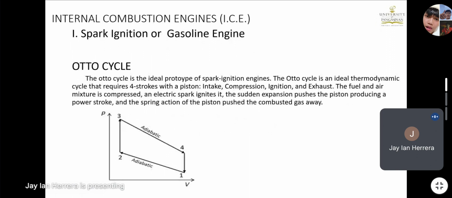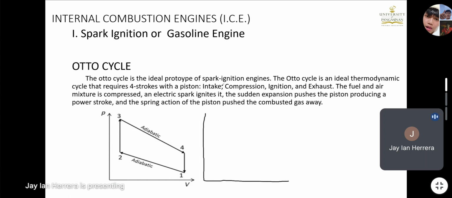So, last meeting, recall natin, discuss natin yung Otto cycle or spark ignition or gasoline engine. I-review lang natin. So, basahin natin. So, the Otto cycle is the ideal prototype for spark ignition engines. So, the Otto cycle is an ideal thermodynamic cycle that requires 4-stroke with a piston and intake.